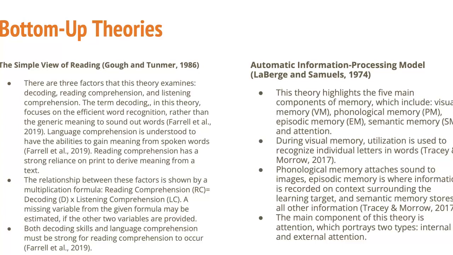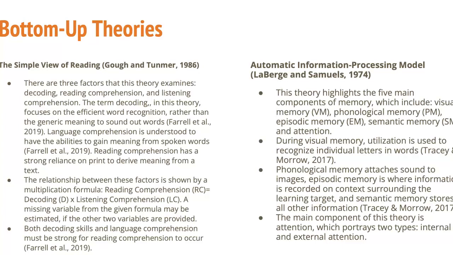Language comprehension is understood to be the ability to gain meaning from spoken words, and reading comprehension has a strong reliance on print to derive meaning from a text. When we look at these three factors, we must notice that the relationship can be shown through a multiplication formula, which is decoding multiplied by listening comprehension will result in the overall reading comprehension.